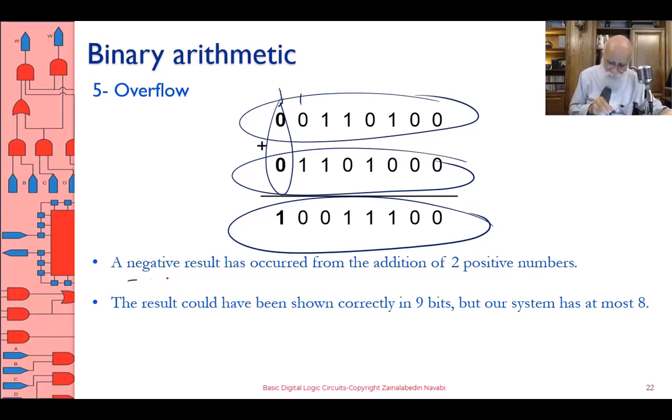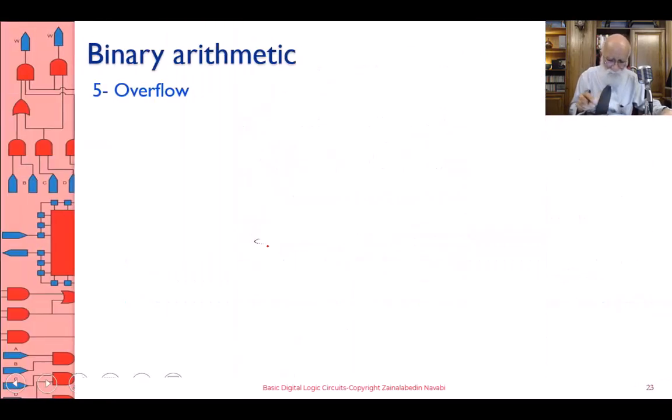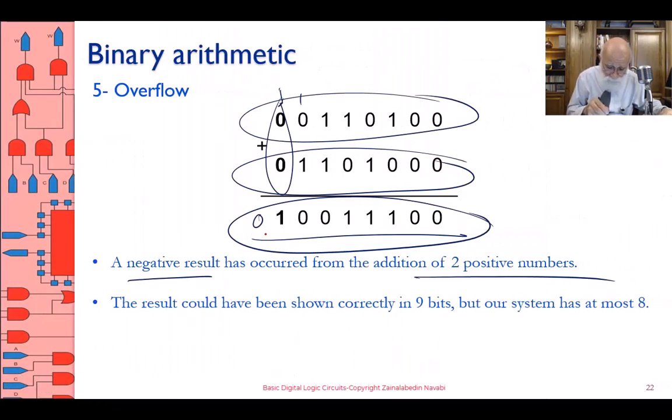So a negative number has occurred because I'm adding two positive numbers. This is not good. And if I really want to represent this with the minimum, I need 9 bits, but I don't do 9 bits. Okay? In a system, I don't do 9 bits. I either go from 8 to 16 or 16 to 32. Okay? I cannot just add wires as I wish.